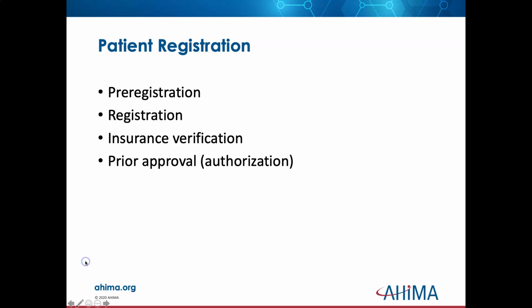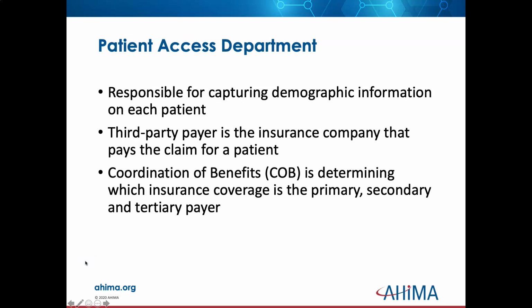So let's see, moving on here. The patient access or registration department is responsible for capturing demographic information on each patient. That's like name, date of birth, next of kin, address, phone number, social security number, insurance information. I'm trying to think of what else all goes into demographics, but it's everything that identifies the patient, and that sort of thing. The third-party payer is the insurance company that pays the claim for a patient. So make sure you understand that definition as well.